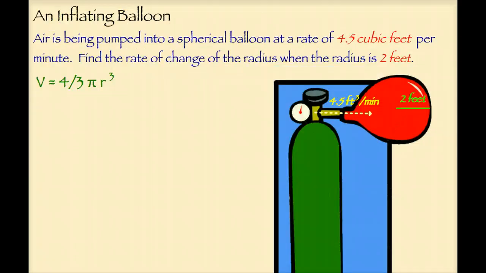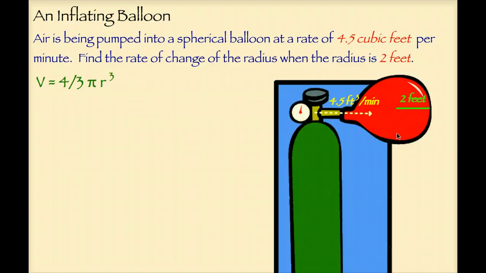In our last example, we're going to explore the quantities and rates involved in an inflating balloon. Air is being pumped into a spherical balloon at a rate of 4.5 cubic feet per minute. Find the rate of change of the radius when the radius is 2 feet. Remember that the rate of change of the radius and the radius are two different variables. So let's see what's going on here. Air is going into a spherical balloon. As it does, the radius of the balloon is changing, the volume of the balloon is also changing.